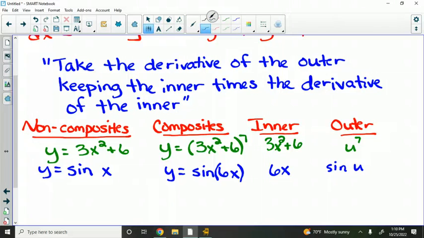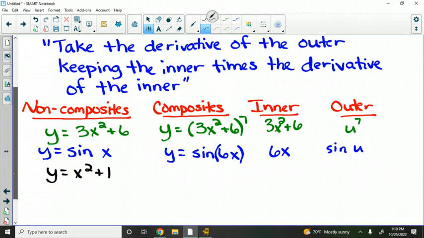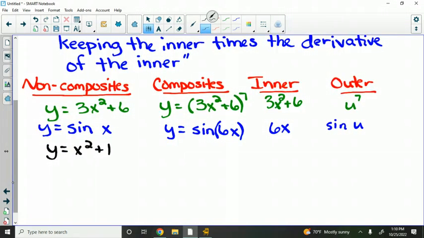Okay, let me do this one. y equals x squared plus 1. Again, nothing too fancy, just kind of normal. But if I would do y equals the square root of x squared plus 1, then it becomes a composite.